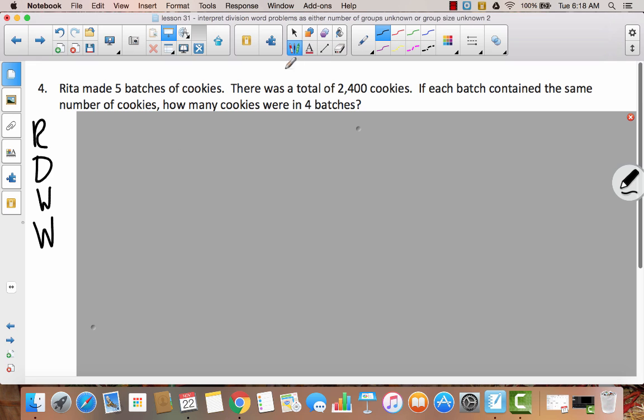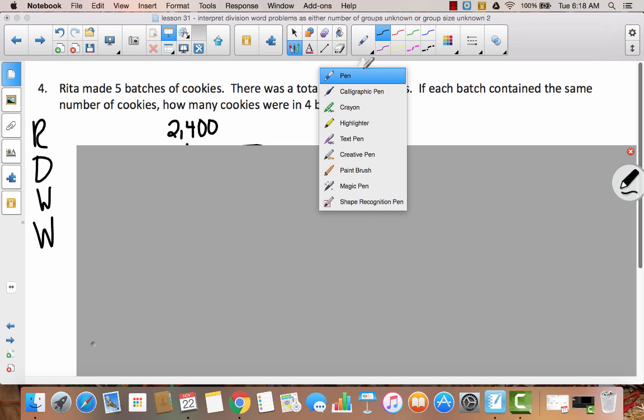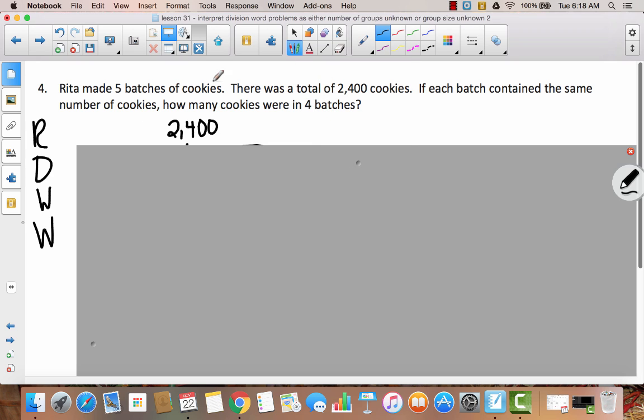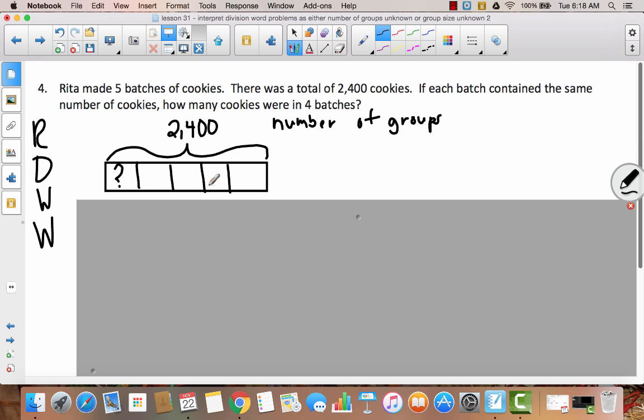Okay, well, first of all, I know the total. It tells me right here there was a total of 2,400 cookies. So I went ahead and labeled that right off the bat. And it told me that she made 5 batches of cookies. So that would tell me that there are 5 groups. So I know the number of groups. I don't know the group size. That's what I'm trying to figure out. I'm trying to figure out how many cookies were in one batch. So in my tape diagram, I divided it into 5 parts, and I labeled one of the parts with a question mark because that's what I'm trying to figure out.